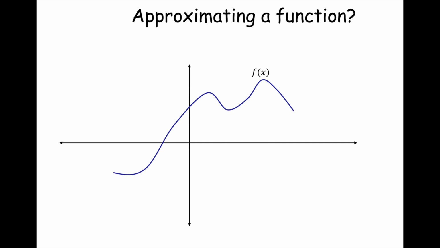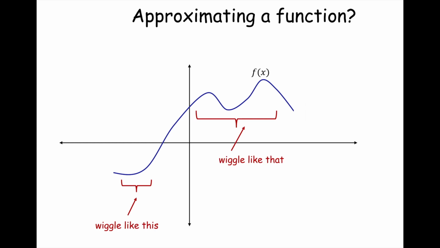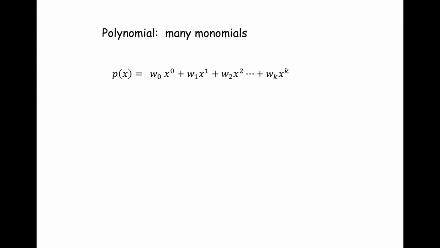And in order to approximate a function, you need to describe literally how the function wiggles like this and the function wiggles like that. Now, mathematically, when a function wiggles, it changes. And so you have the tools of calculus, specifically the derivative, to tell you how a function wiggles or how it moves and changes. So a polynomial, you remember polynomials, right?